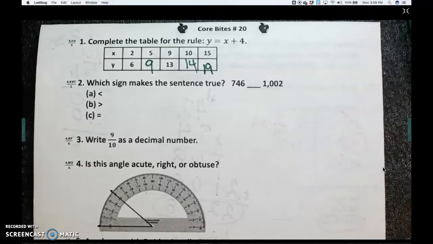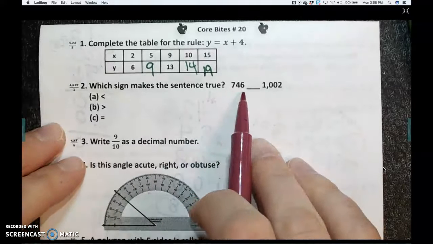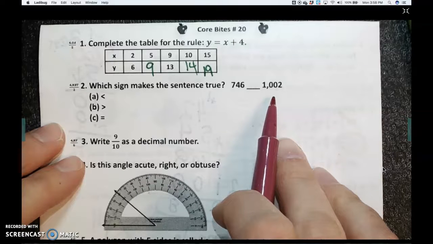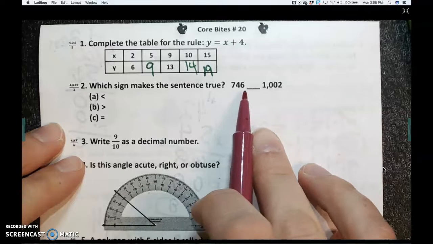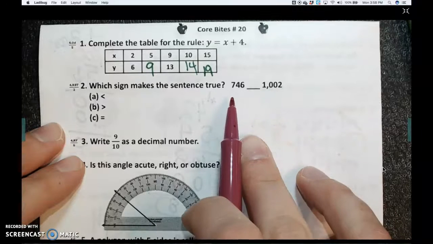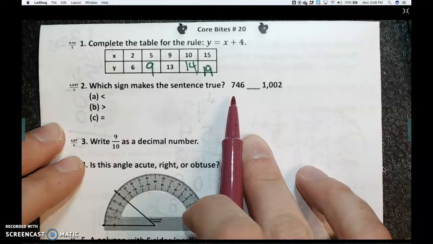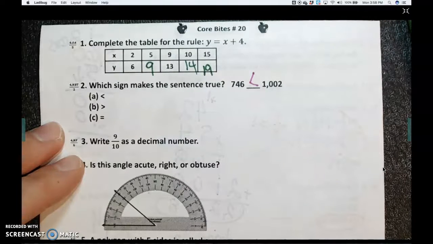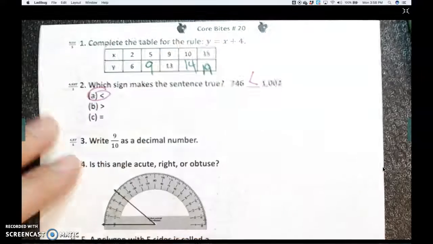For number 2, which sign makes the sentence true? You have the number 746 and the number 1002. For that one, we know that the 7 is in the hundreds place. The 1 is in the thousands. So that means that 1000 is greater than 700. So the best answer would be that 746 is less than 1002. So your answer would be A.